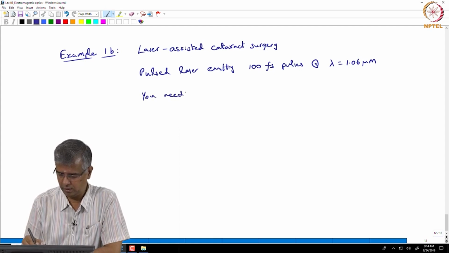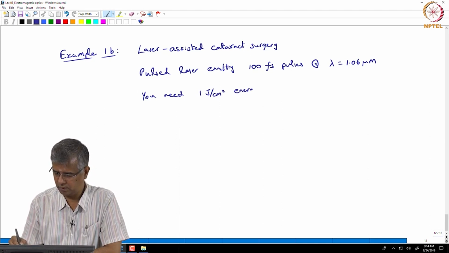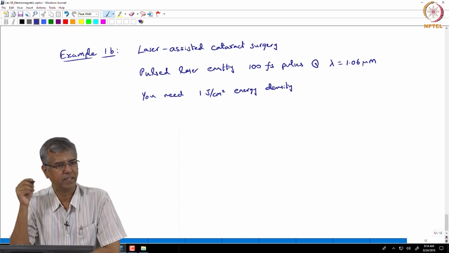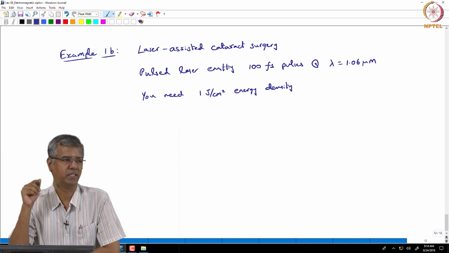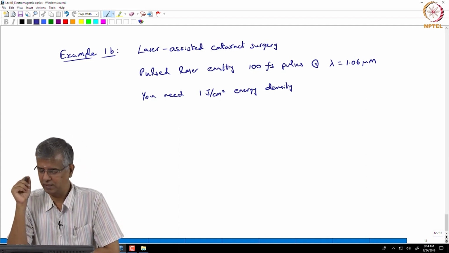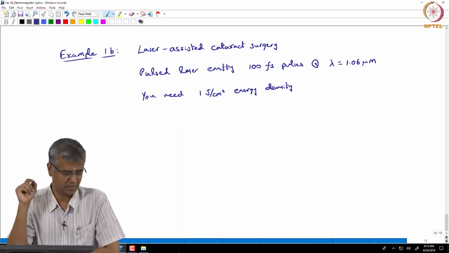you need 1 joule per centimeter square energy density to basically punch a hole through the tissue layer. Okay. So, this is a process that is called photodisruption that you are doing, where you are actually cutting tissue with these pulse lasers.